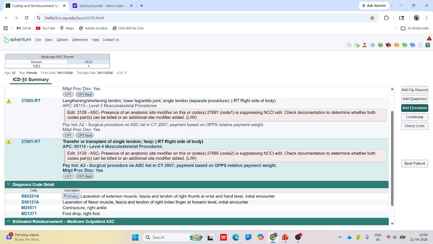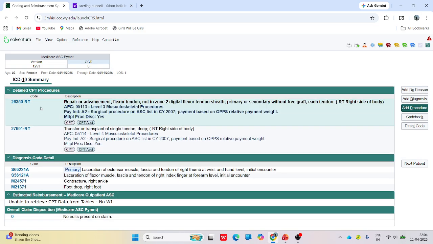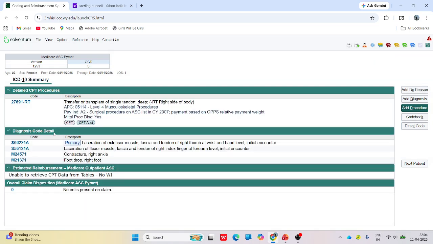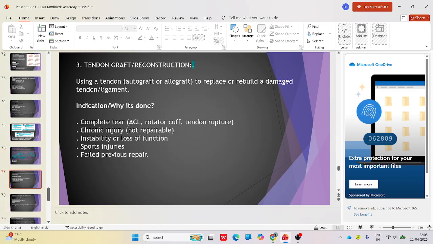Simply, I have shown the navigation of the tendon transfer. Okay, so the next topic we'll see is the tendon graft.